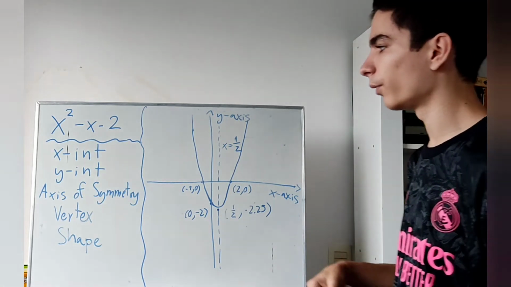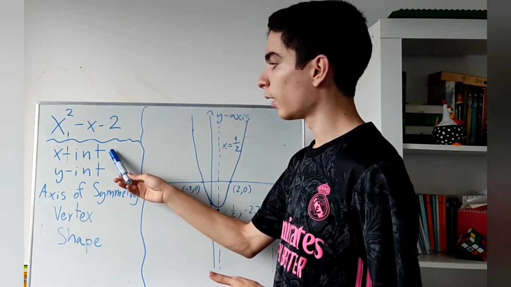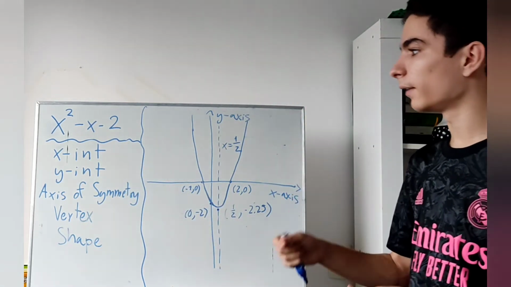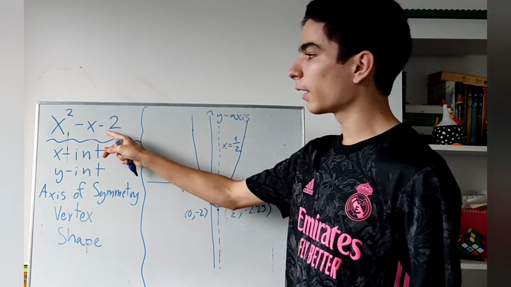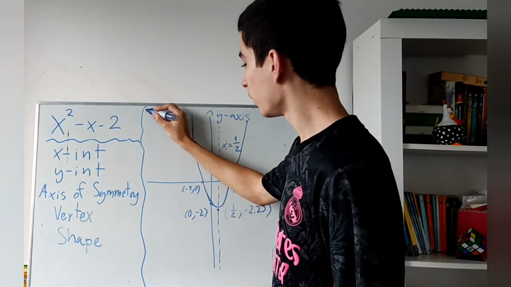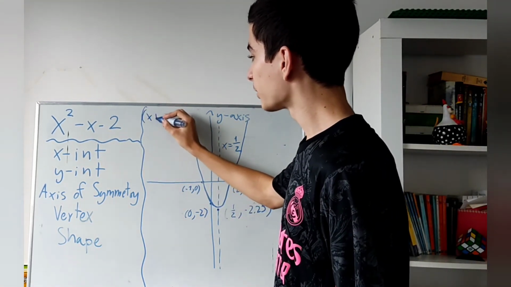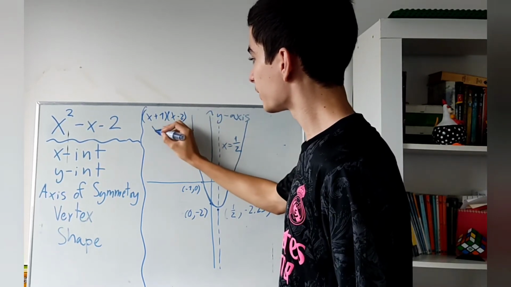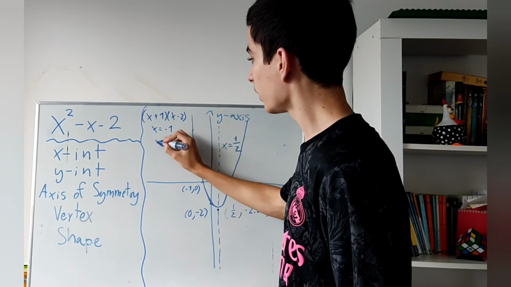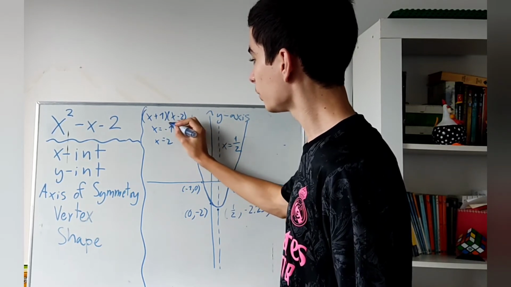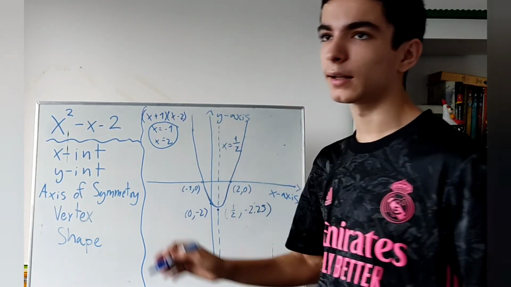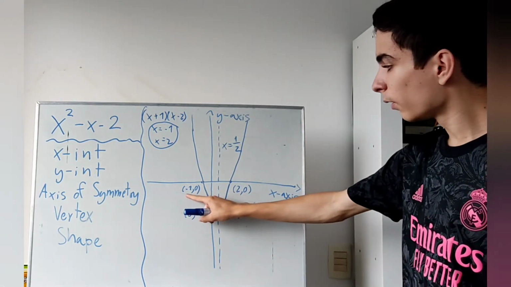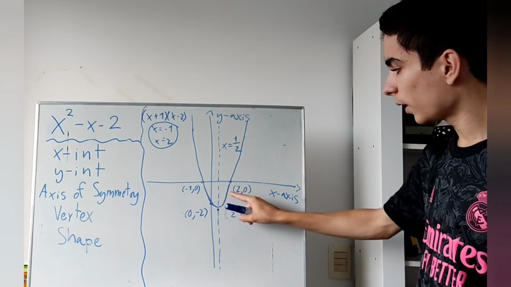Now let's solve for the x-intercepts of this function, and if you solve this, you're going to end up with (x + 1) times (x - 2), which means that x equals negative 1 and x equals 2. Those are our x-intercepts, and here they are, graphed: (-1, 0) and (2, 0).